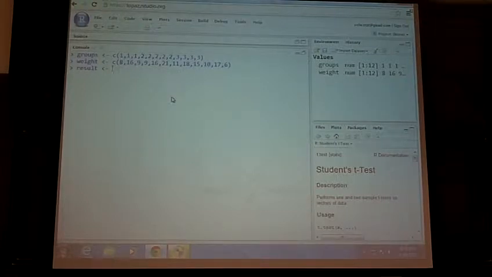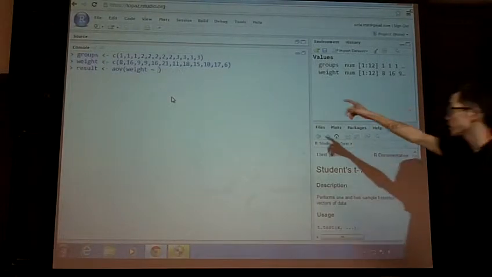variable called results. Okay, so I'm calling the command AOV for analysis of variance, and then I'm putting the results of AOV into a variable that I'm making up called result. Okay, and what AOV is I'm going to say explain weight, which we can see is just the vector of values that I have here.